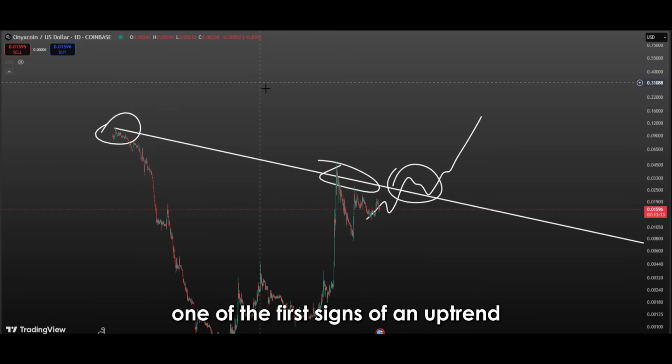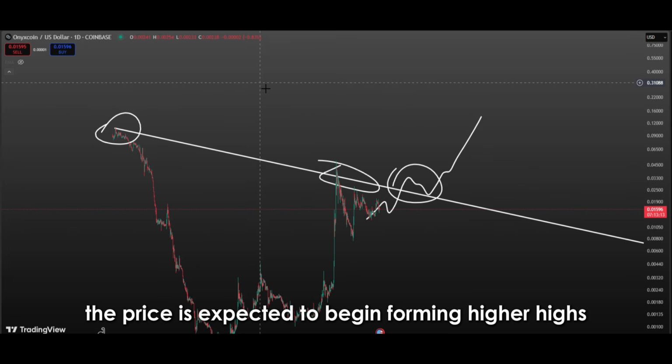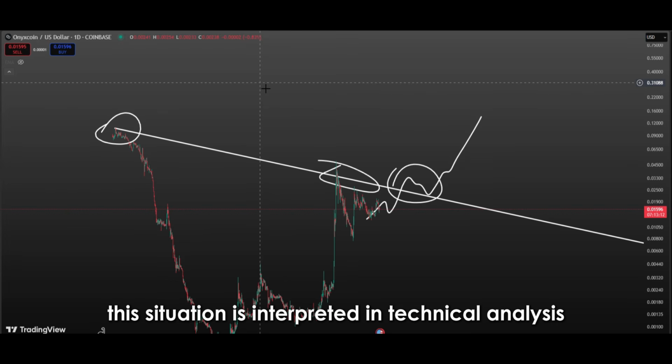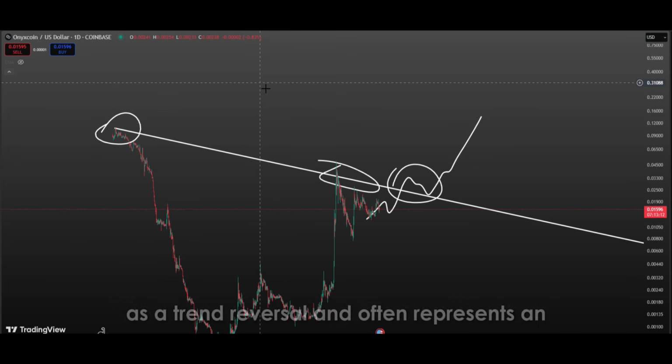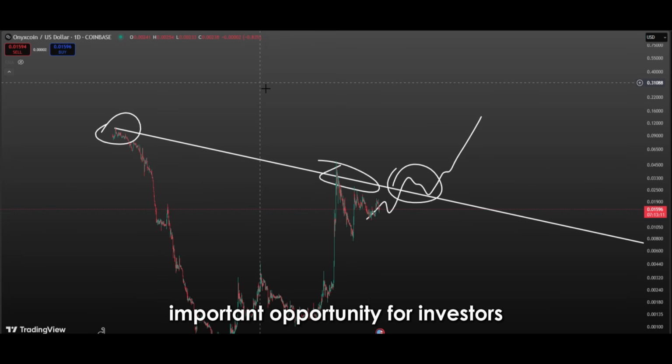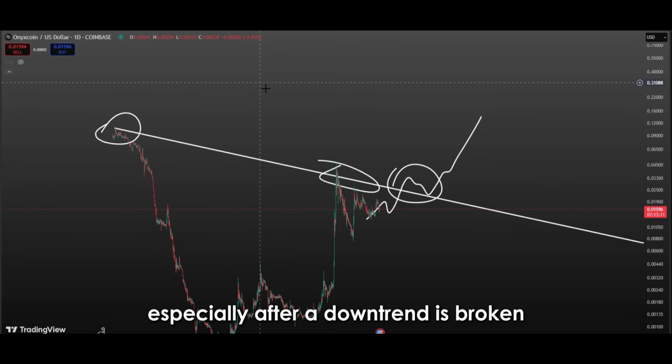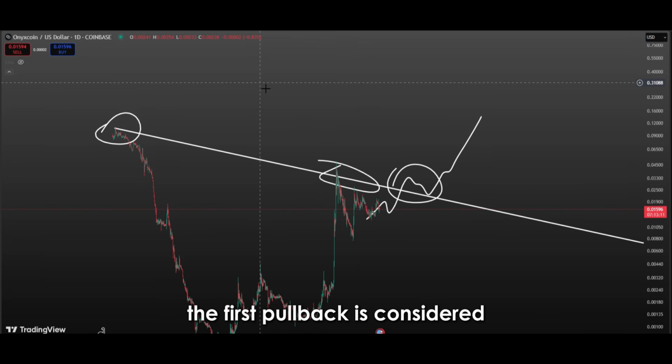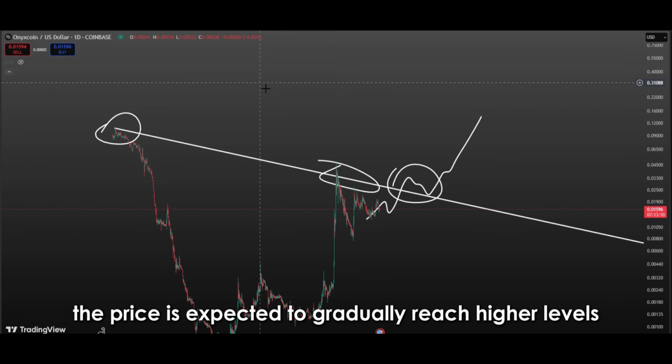One of the first signs of an uptrend is the break of a downtrend. After this breakout, the price is expected to begin forming higher highs and higher lows. This situation is interpreted in technical analysis as a trend reversal and often represents an important opportunity for investors. Especially after a downtrend is broken, the first pullback is considered the beginning of the new trend, and from this point forward, the price is expected to gradually reach higher levels.